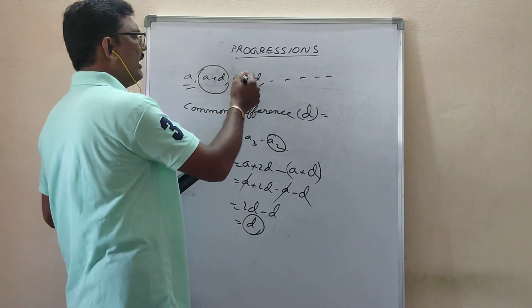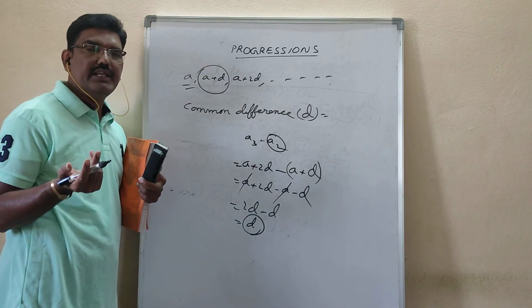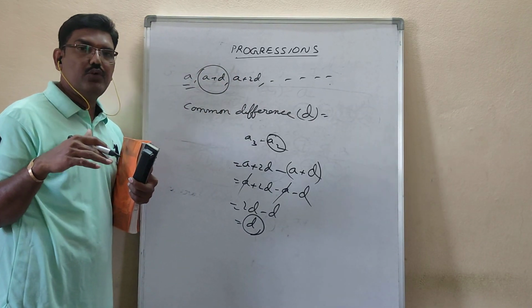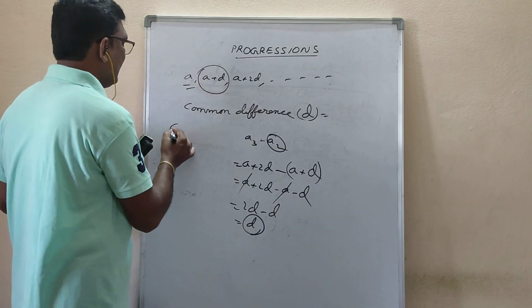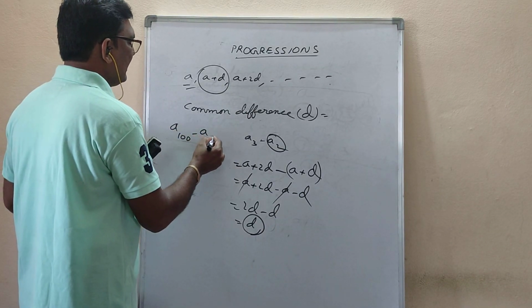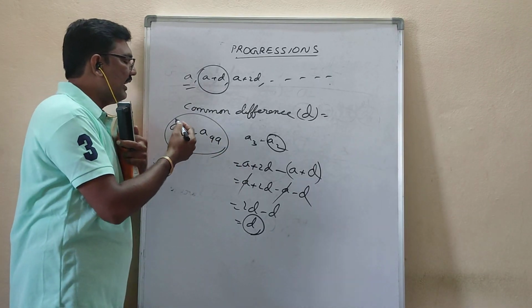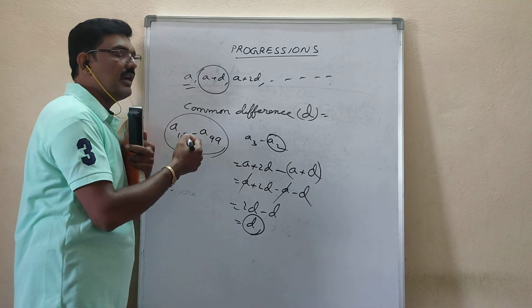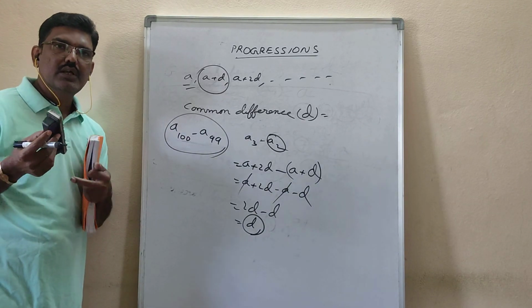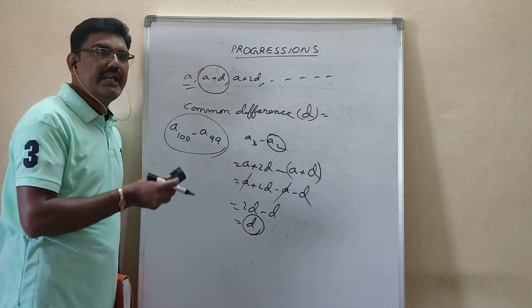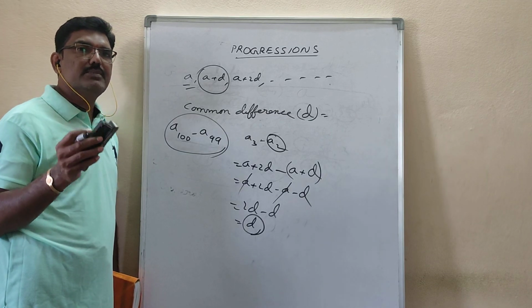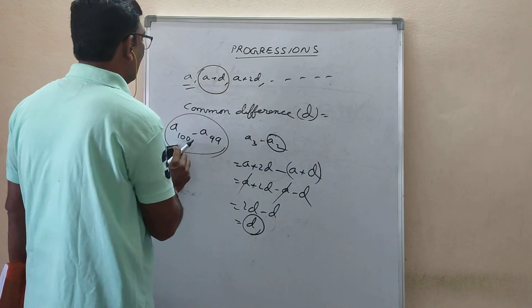Then a4 minus a3 will also become d. a5 minus a4 will also be d. So a100 minus a99 also you will get d only, when a1 to a100 are in arithmetic progression. If all the terms are in AP, the common difference must be the same.